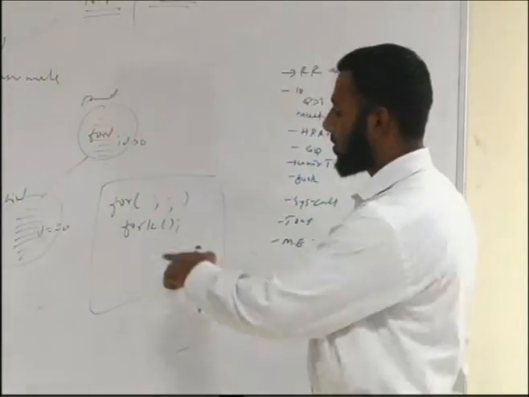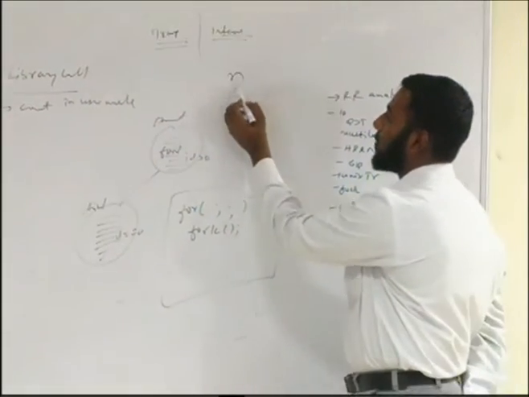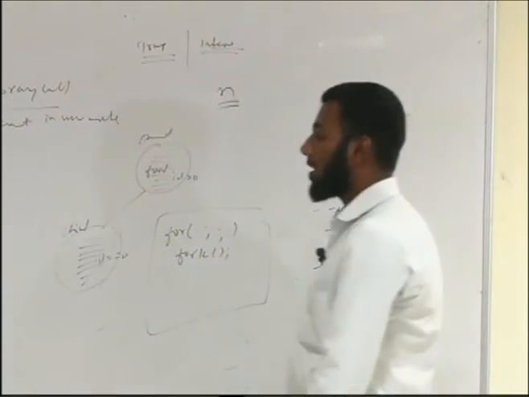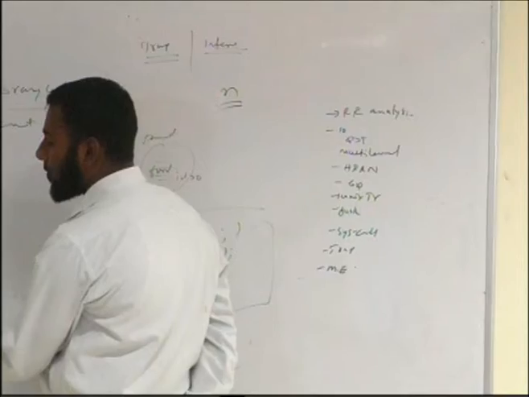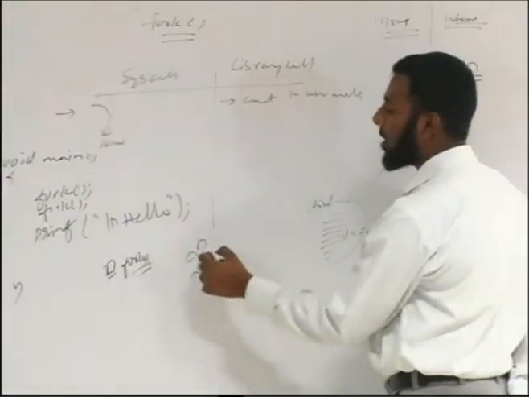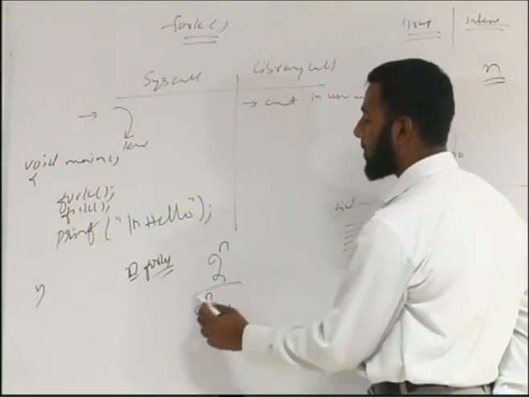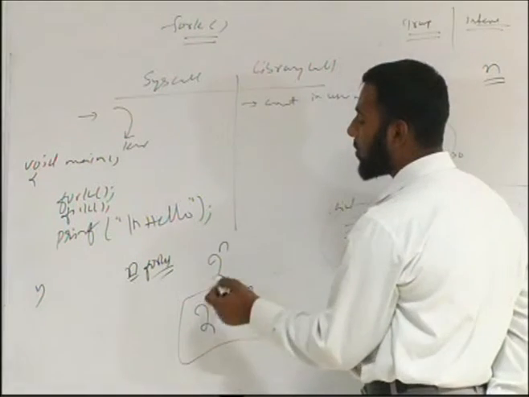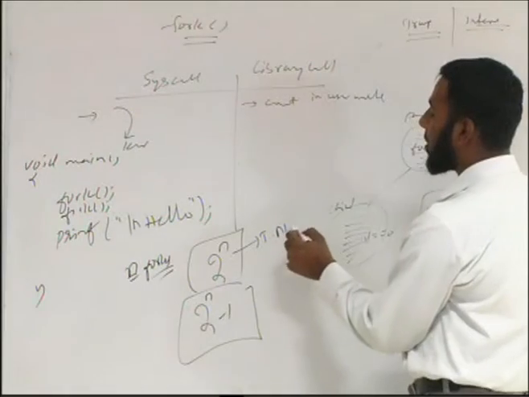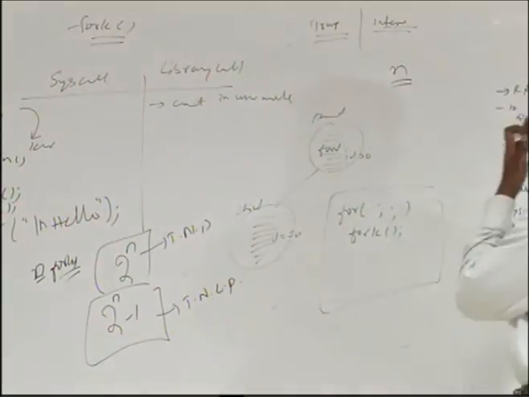If there are n number of fork system calls, then how many processes are getting created? If there are n number of fork statements, then the total number of processes that get created is 2 power n, and the total number of child processes that get created is 2 power n minus 1. These are the child processes, and including the parent process, it will be 2 power n. So this is the total number of processes, and this is the total number of child processes that get created.